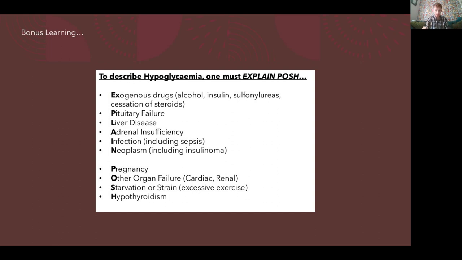That's not just including insulin-secreting tumors, but any tumor that's really, really hungry and metabolically active will be churning through a lot of your blood sugar. Pregnancy, some types of renal organ failure, starvation, and hypothyroidism. Explain POSH always comes in really, really handy if you can quickly list off some of those potential causes.